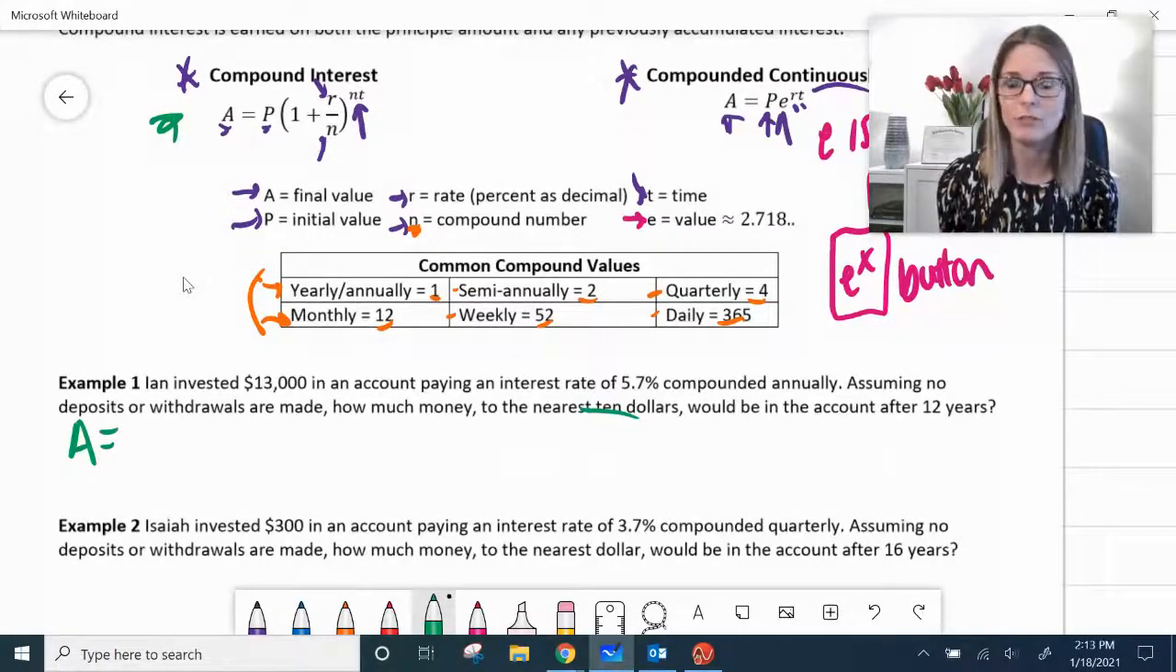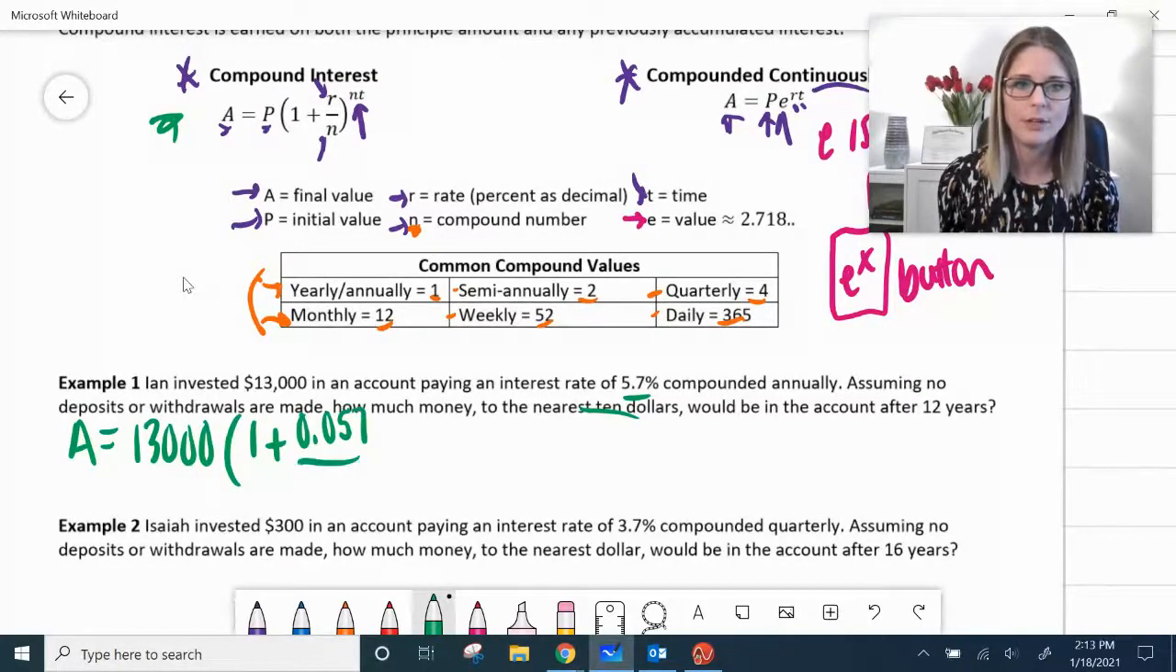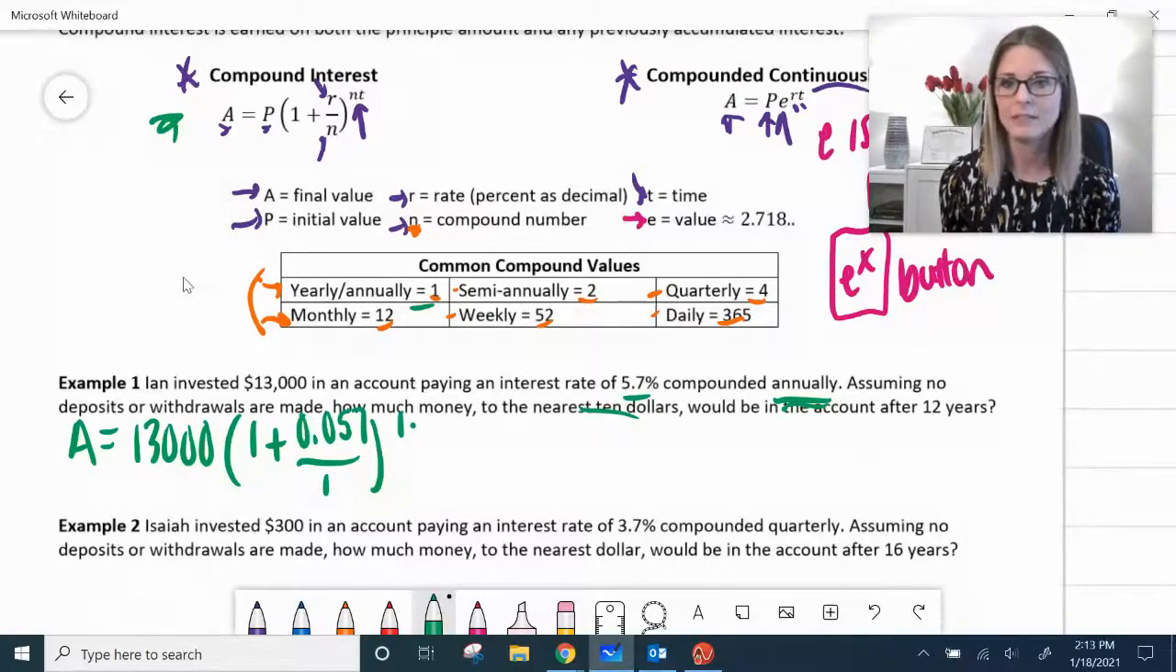My amount that I'm looking for is going to be equal to my principal. How much did Ian put in the account? $13,000 times 1 plus his rate, the 5.7%, but write it as a decimal, 0.057, all over N. How many times is it compounded? Annually. In my list up here, annually means I'm going to put a 1. Raised to the N again, 1, times T. How many years? 12 years. Okay, so there's all your pieces plugged into your formula.